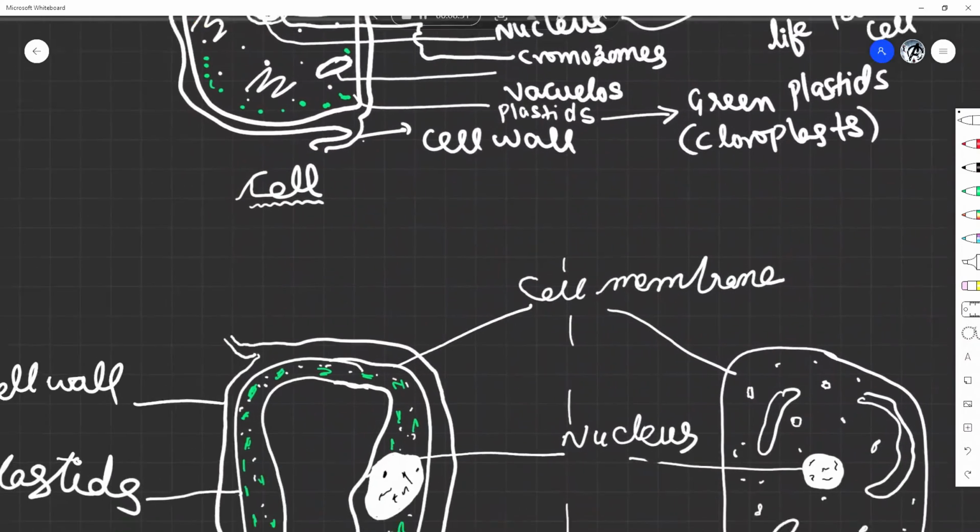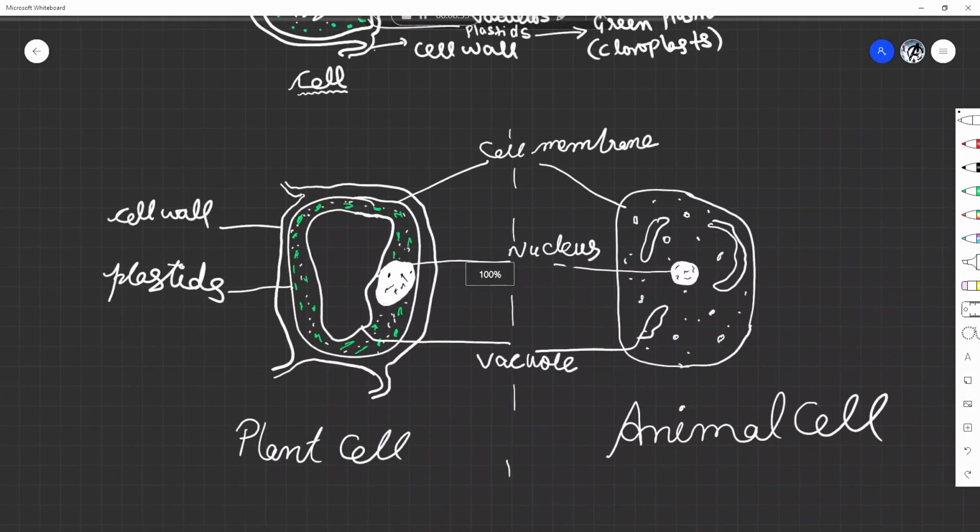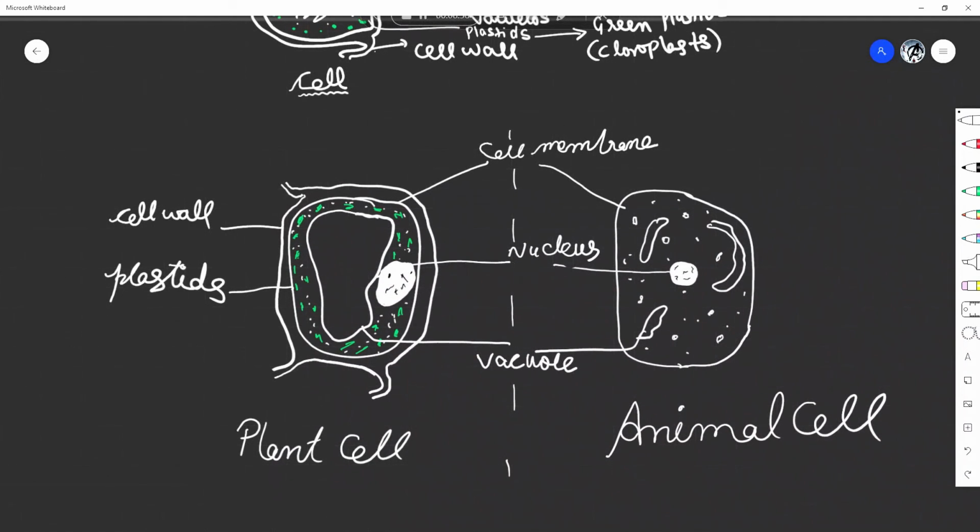Coming to the next topic, the difference between plant cell and animal cell. Okay, right side we have plant cell and left side we have animal cell. Let us see what the common structures are. First one is cell membrane. Yes, plant cell has a cell membrane, animal cell also has a cell membrane. Nucleus, plant cell has a nucleus and animal cell also has a nucleus. Vacuole, plant cell has only a single vacuole. It has only one big single vacuole, whereas animal cell has multiple vacuoles, right?